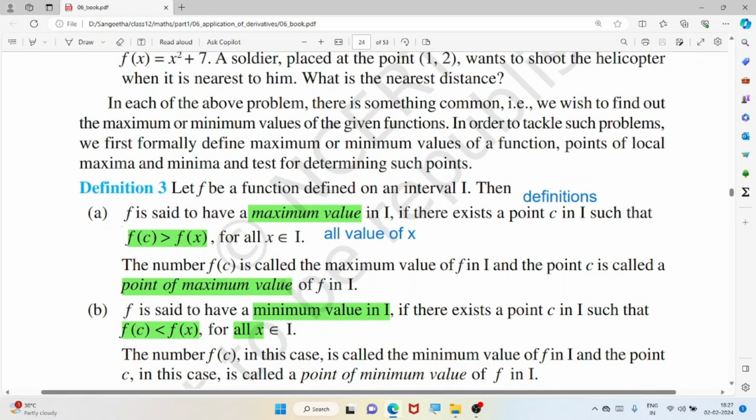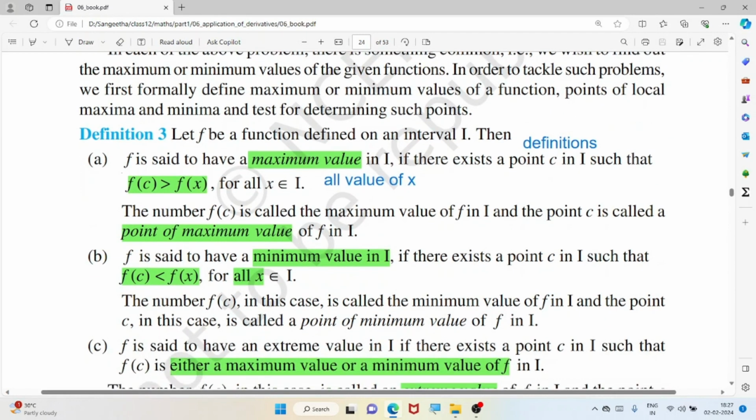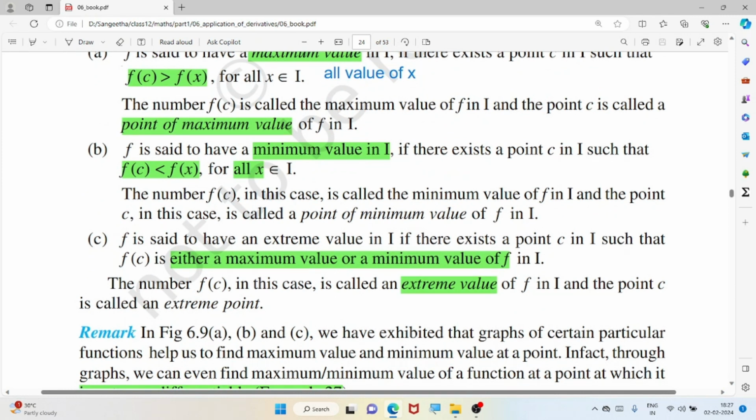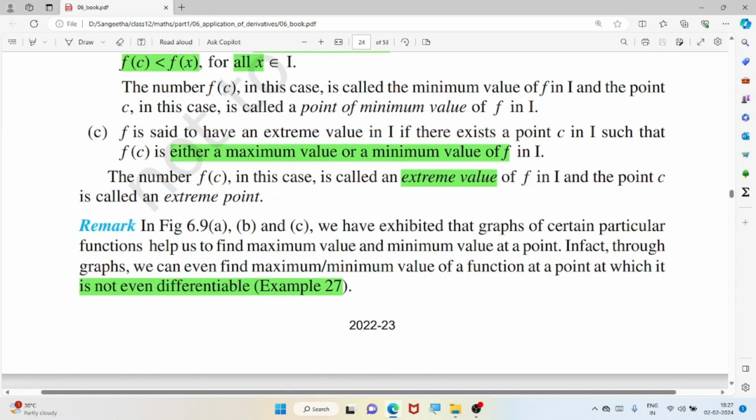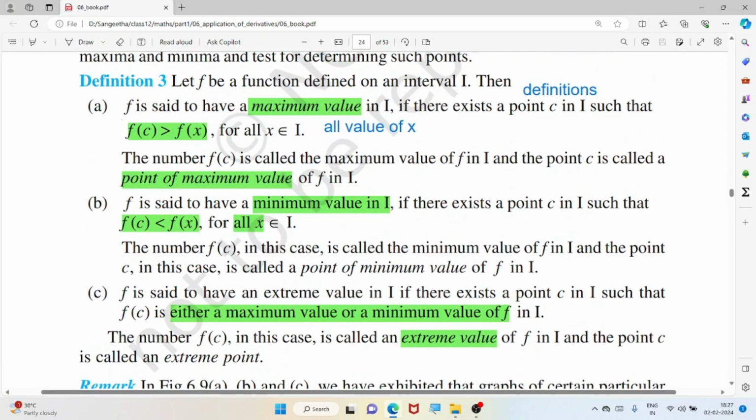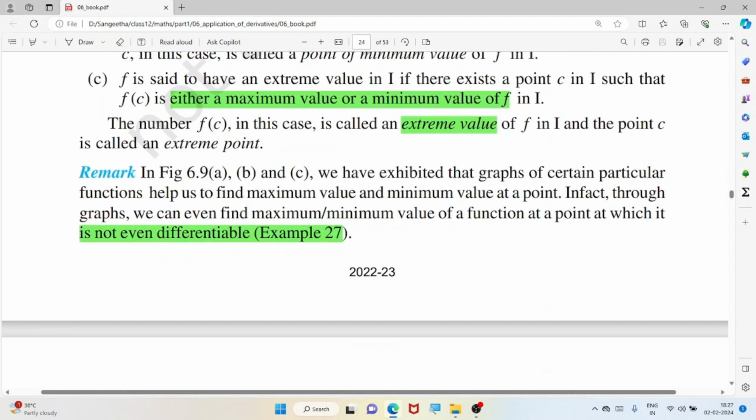Now this definition is important. You should remember these definitions. f is said to have a maximum value in the interval I if there exists a point c such that f of c is greater than f of x for all x in the interval. That is the maximum value, and the corresponding condition gives the minimum value. Sorry, this is the minimum value definition, and this is the maximum value definition. A value that is either a maximum or a minimum is called an extreme value. So you should understand these definitions before going to the problems.